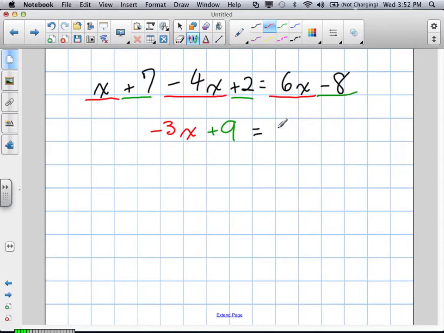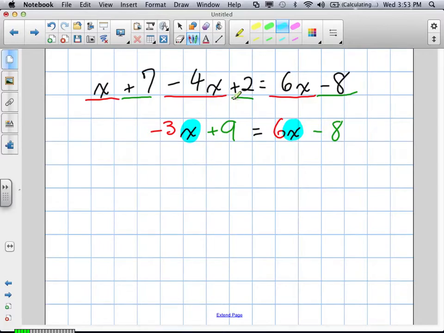And on the other side, we'll put this in red, we have 6x and negative 8. Can I do anything with those two? Are they like terms? No, they're not like terms. So our goal is to get all of our like terms on one side and our other terms on the other. Now, what's the actual goal here? What are we trying to solve for? We are trying to solve for x. That's the goal of this.